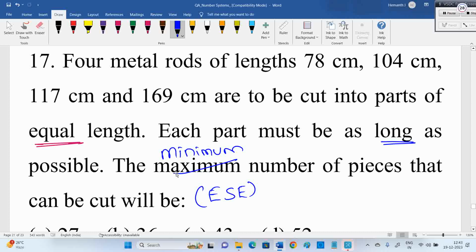That's why we're giving multiple checking points. It's not only about greatest or smallest or biggest, okay. It's all about this. There is one more thing: equal length, as long as possible. All this you can check now.